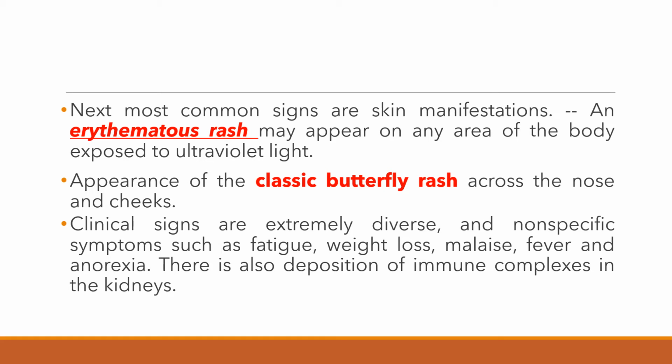Aside from joint involvement, the next most common signs of SLE are skin manifestations. An erythematous rash may appear on any area of the body that is exposed to ultraviolet light, and people who are suffering from SLE have classic butterfly rash across their nose and cheeks. Clinical signs are extremely diverse, and nonspecific symptoms like fatigue, weight loss, malaise, fever, and anorexia are also experienced by these individuals. There is also deposition of immune complexes in their kidneys.